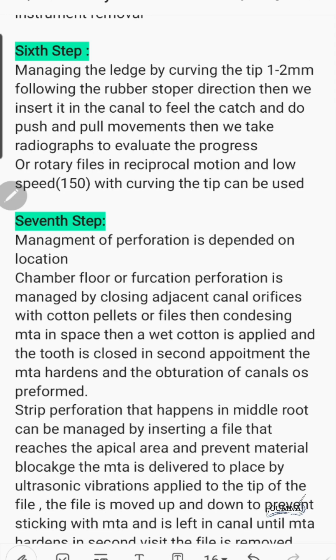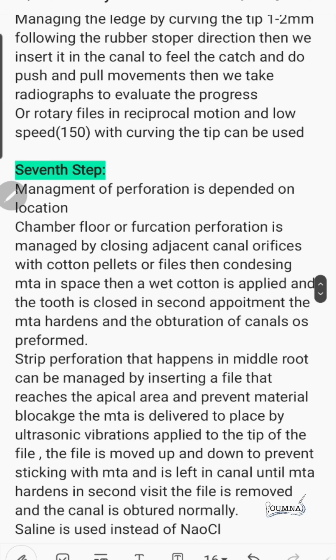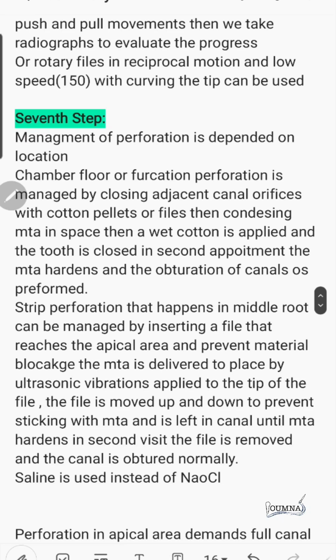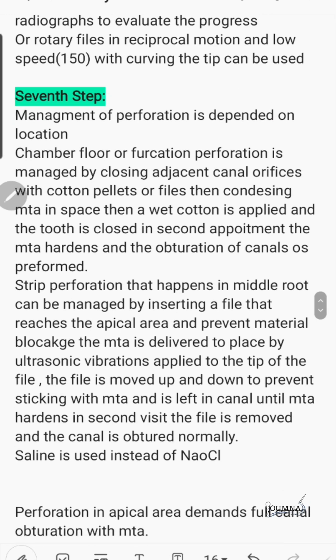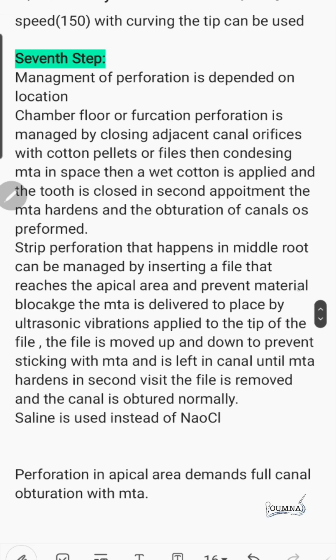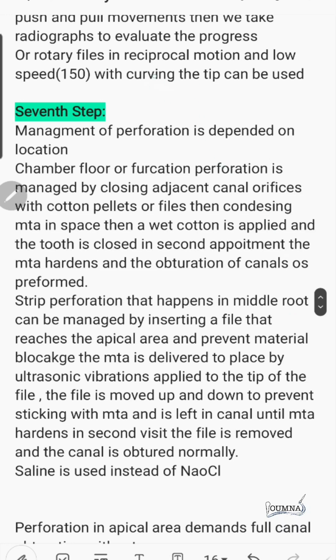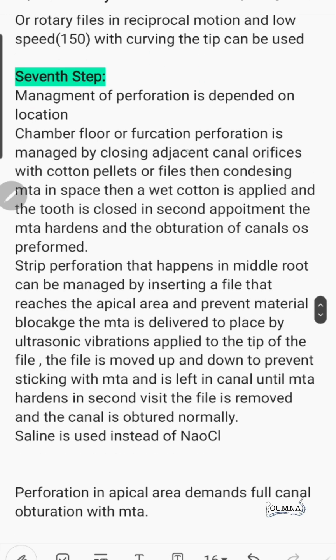Sixth step is managing the ledge by curving the tip 1 to 2 mm following the rubber stopper direction. Then we insert it in the canal to fill the catch and do push and pull movements. Then we take a radiograph to evaluate the progress, or rotary files in reciprocal motion and low speed, 150 cycles per minute, with curving the tip can be used.